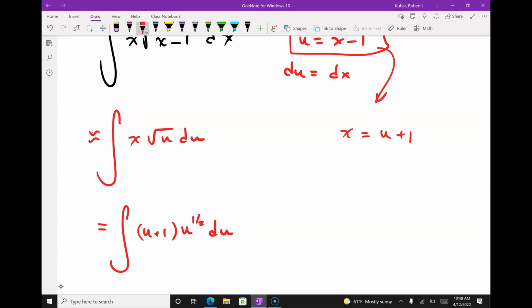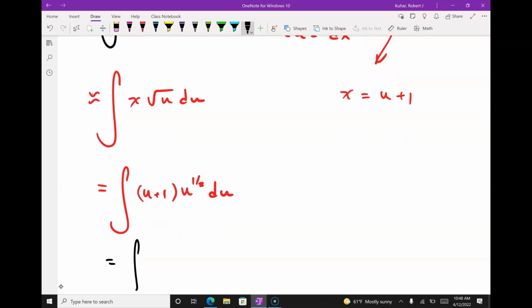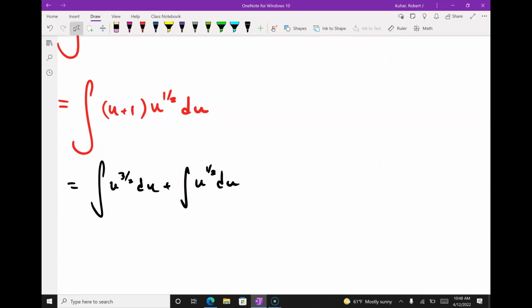So u-sub so far: replace a whole function, replace an inside, replace and clean up the other variables, right? It's usually going to happen when I pick u to be the inside and there's leftover pieces. So I'm going to distribute here, and I get power rules, right? What do I get? The integral of u to the 3/2 du plus the integral of u to the 1/2 du, right? Agreed? Everyone agree with me there?